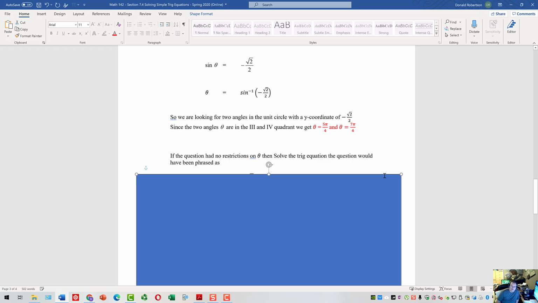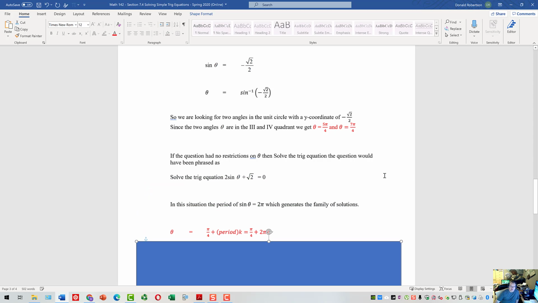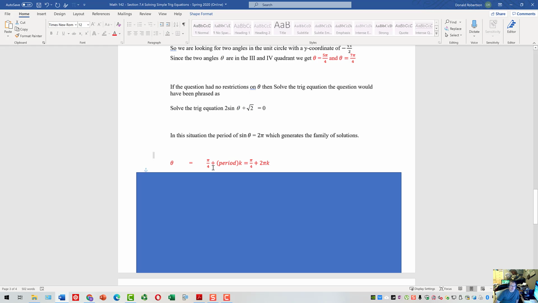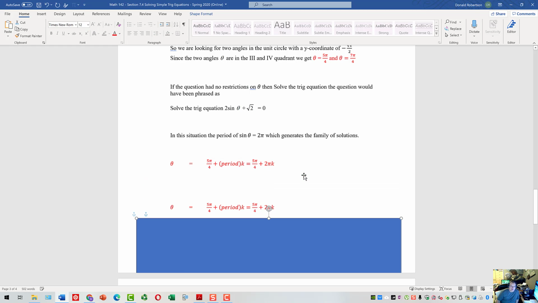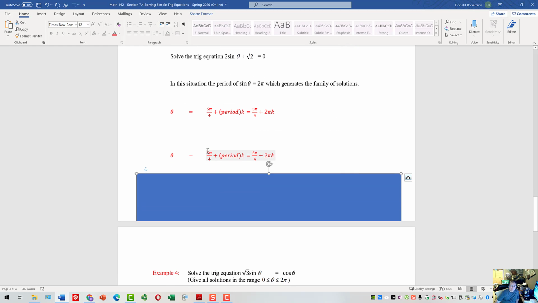Suppose there was no restrictions then. Well, you take your answers, your first one is 5 quarters pi, and you just do multiples of 2 pi, which is that one. And then to get the other one, you take 7 quarters pi and do a similar kind of thing. So what we'd have is 7 quarters pi plus a multiple of 2 pi. 2 pi k means a multiple.